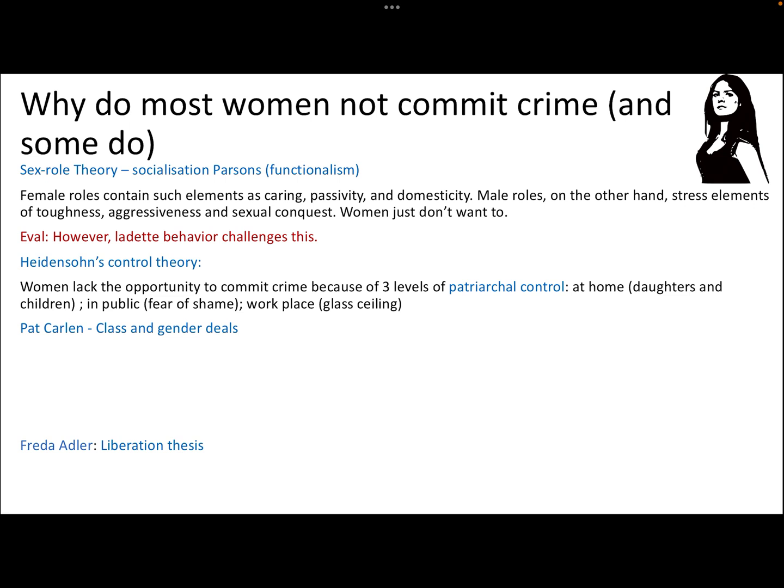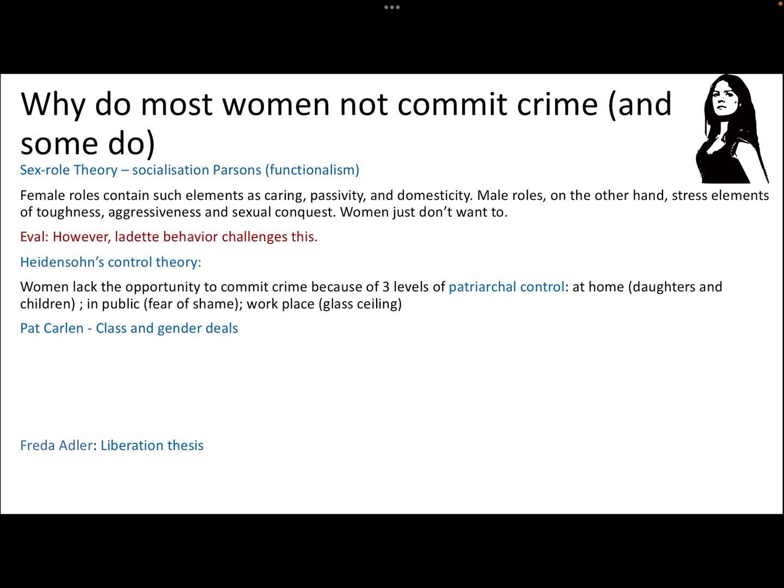And the final place that women suffer patriarchal control is the workplace. Women are controlled quite often by male bosses, and often they suffer the issue of the glass ceiling, which means that they're not actually able to get to opportunities high enough up to commit white collar crime or corporate crime. That is much more of a masculine type of crime.